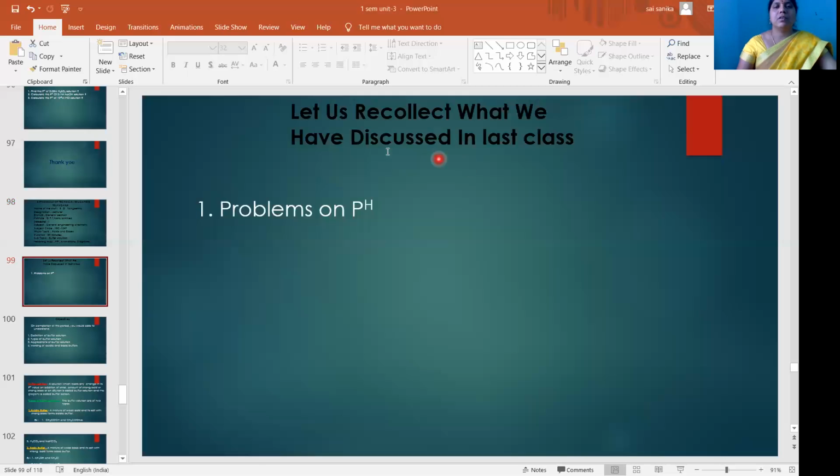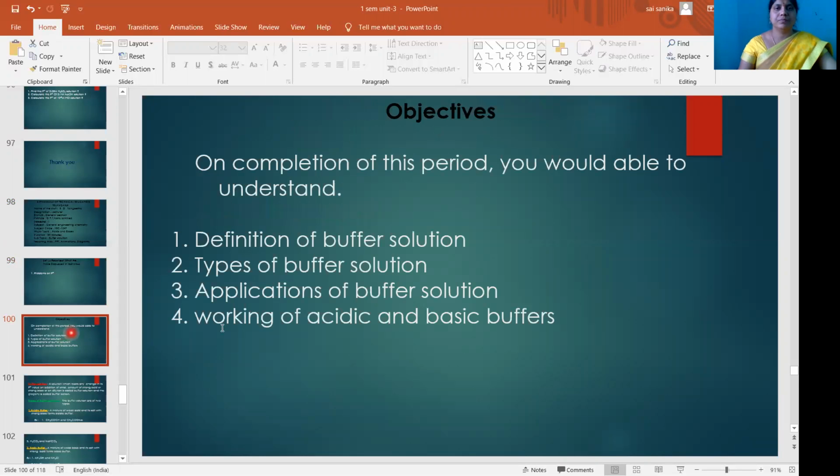Our major topic is acids and bases, subtopic buffer solution. Let us recollect what we have discussed in last class. Problems on pH. So today's topic is buffer solution. After finishing this period, you would be able to understand these four topics: definition of buffer solution, types of buffer solution, applications of buffer solution, and working of acidic and basic buffers.